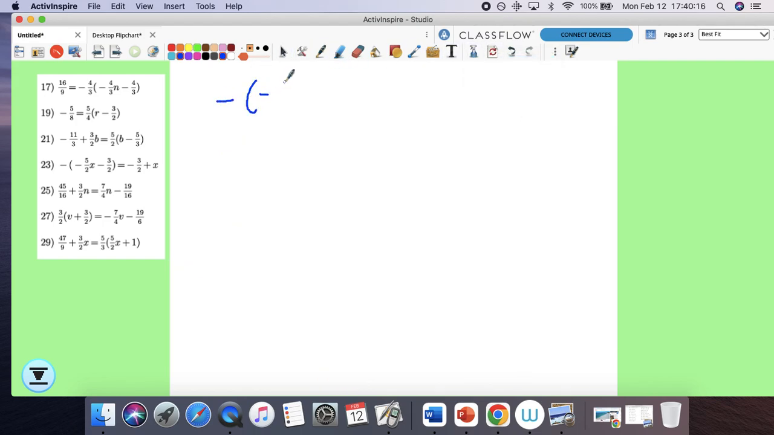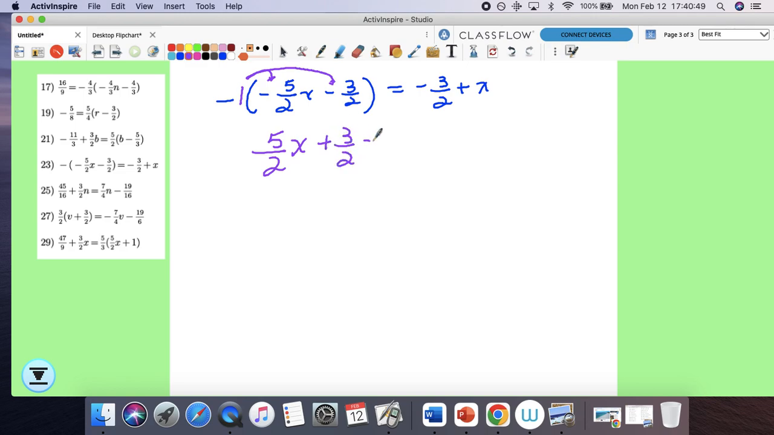Negative 5 over 2x minus 3 over 2 equals negative 3 over 2 plus x. So I am doing this properly. So you can put a 1 here if you like. This one's simple. That subtraction sign is going to make everybody inside come out opposite. So negative, and a negative is a positive, and then it's just 5 over 2x, but positive. Again, negative and negative is positive, so 3 over 2. And on this side, it's negative 3 over 2 plus x. I'll put the x over 1.